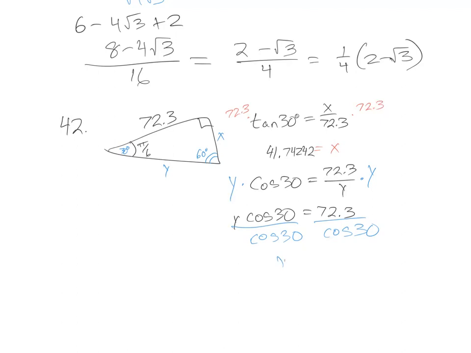And so now we're going to divide off the cosine of 30. Can you see that? Yeah, we're good there. Okay. So now y is 72.3 divided by the cosine of 30.